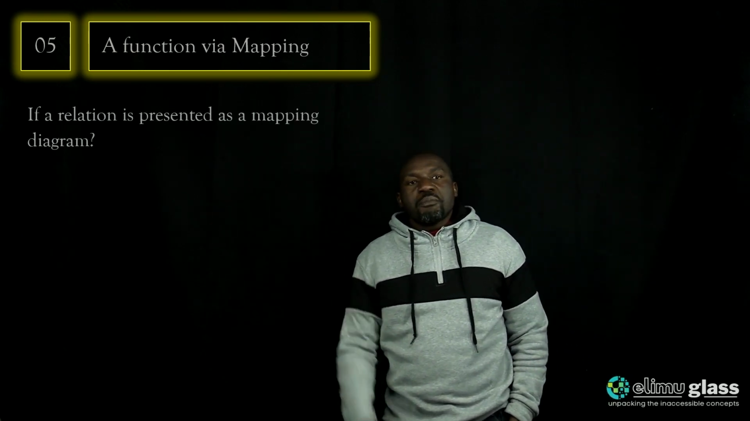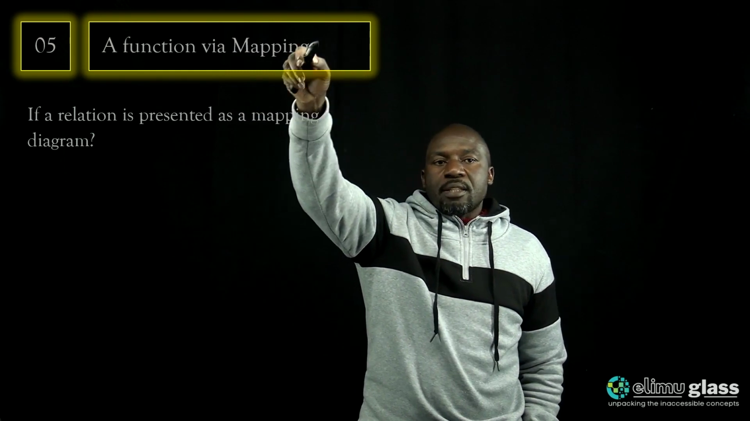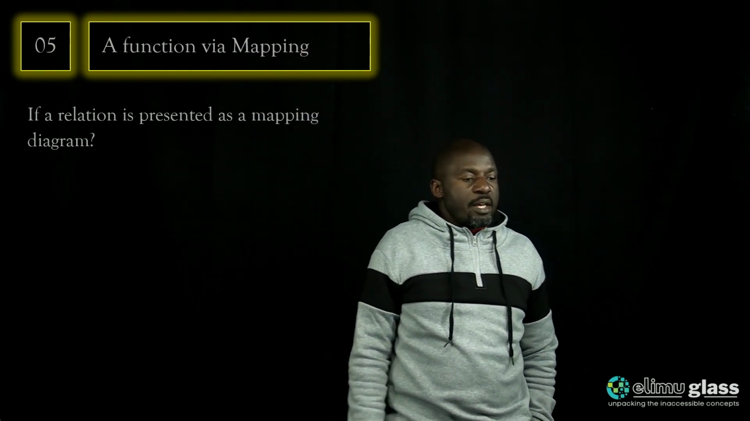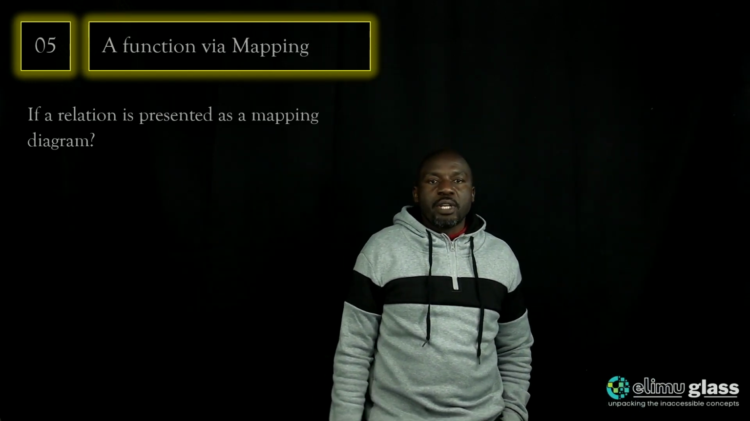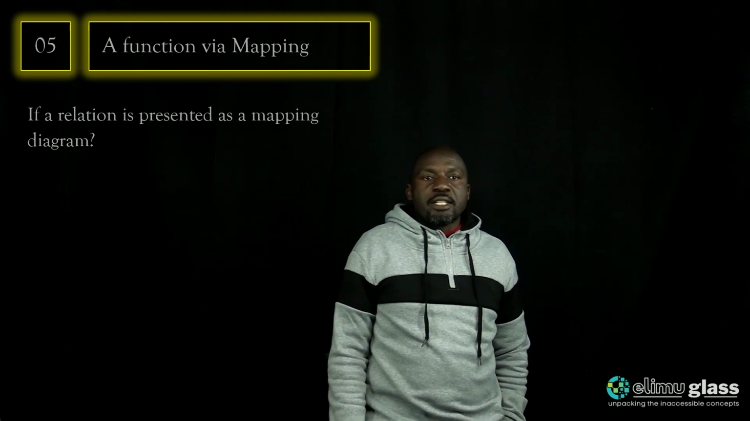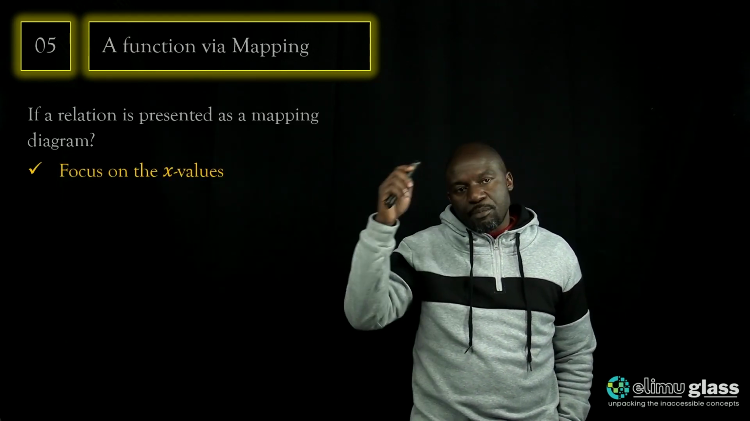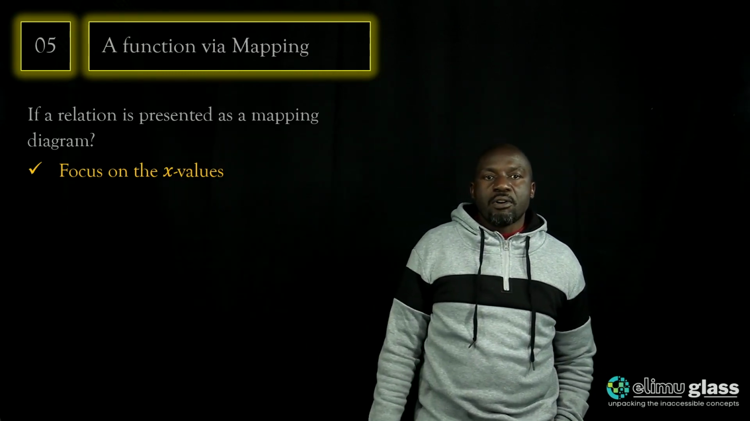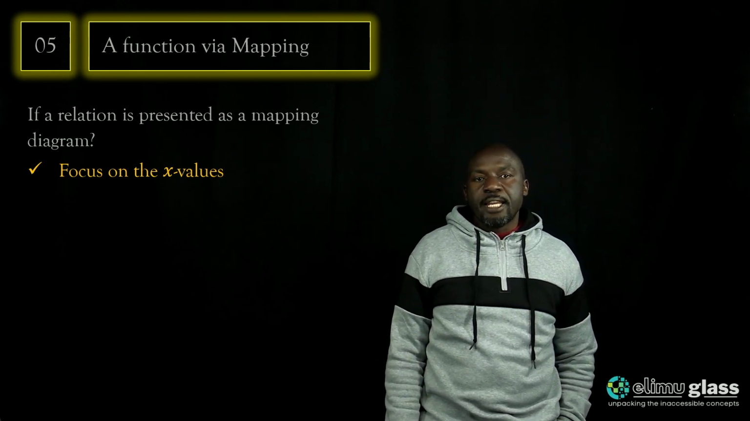What about from mappings? If we are given a mapping diagram, not ordered pairs now, but now we are given a mapping diagram, can we tell whether a relation is a function or not? So, yes, we can. If a relation is presented as a mapping diagram, then once again, just like before, we focus on the x values, focus on the x coordinates, focus on the input, if you like, right? Or in the domain, all right?